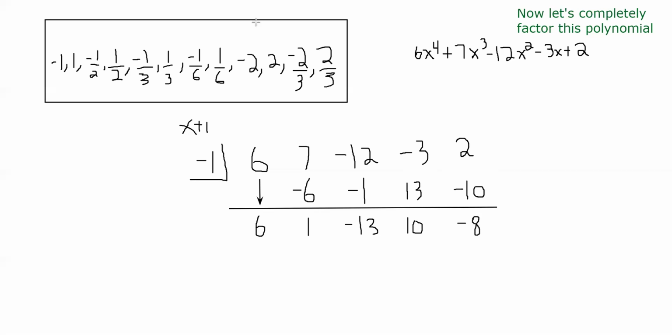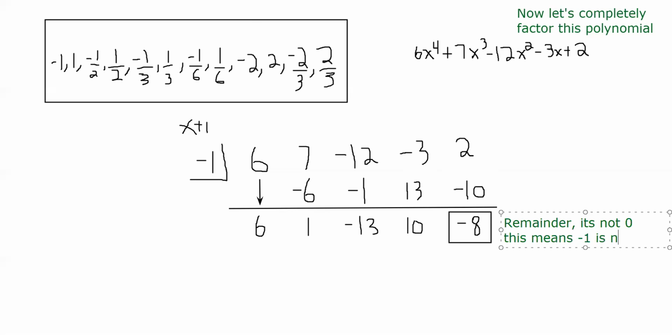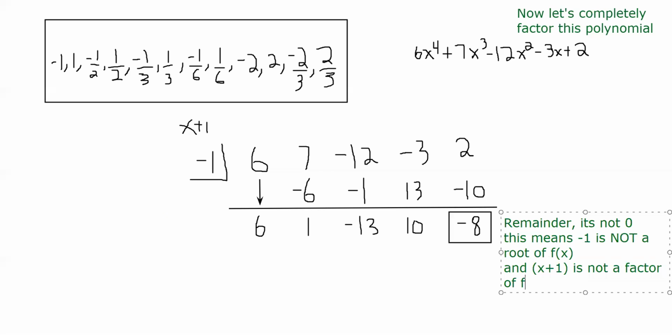Dang. That's our remainder. It's not 0. Dang it. This means -1 is not a root of the polynomial, and also that x plus 1 is not a factor of the polynomial either.